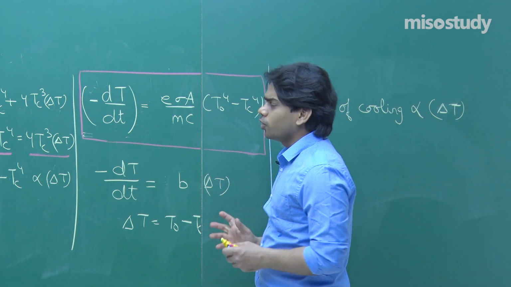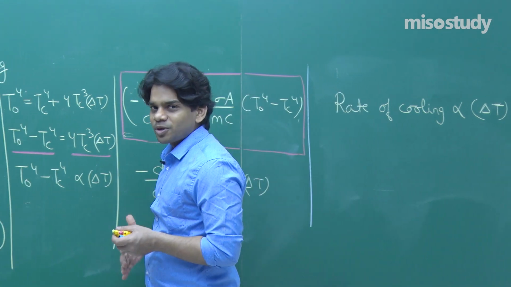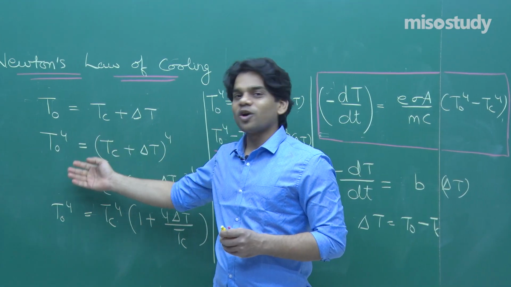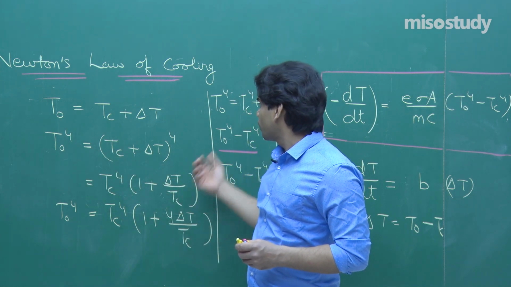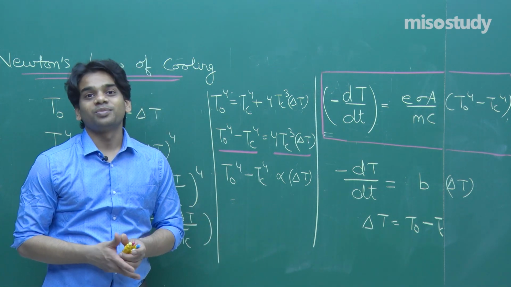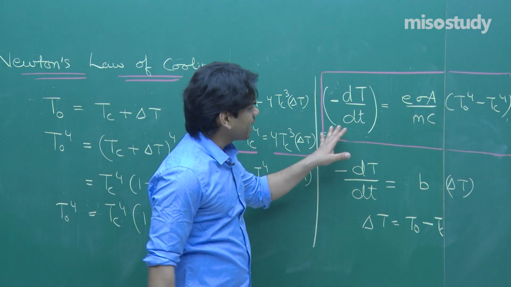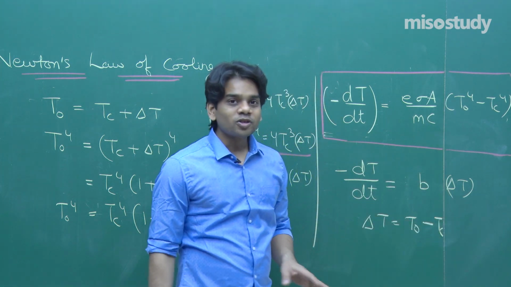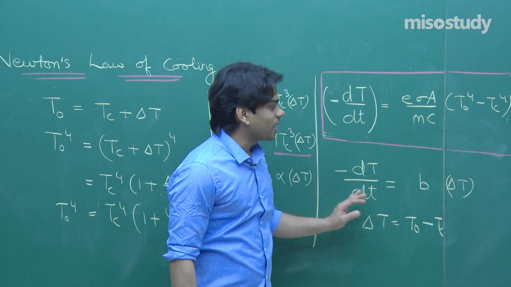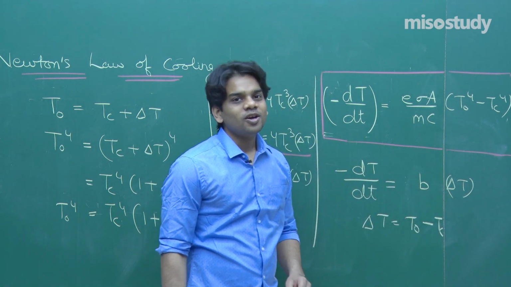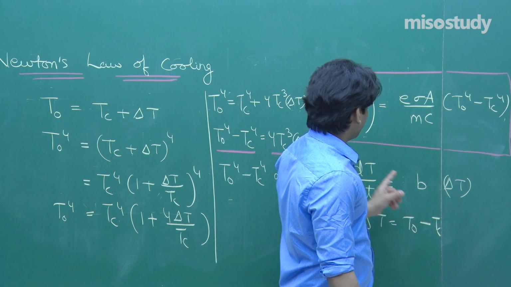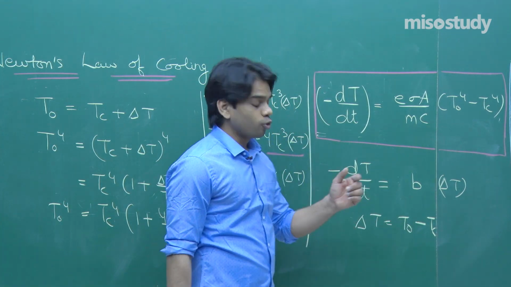So this was all about Newton's law of cooling. What we did: we saw that the difference in temperature of the body and the surrounding is quite small. So we started with this. We saw how we can come to T power 4 minus Tc power 4. We obtained that it is proportional to the difference in temperature of the body and surrounding. Substituted in the actual formula, so we got this. So Newton's law of cooling also says the same thing. The rate of cooling of a body, that is decrease in temperature with time, is proportional to the difference in temperature of the body and surrounding. The final formula comes out to be minus dT by dt equals b into delta T. This is what you can use.